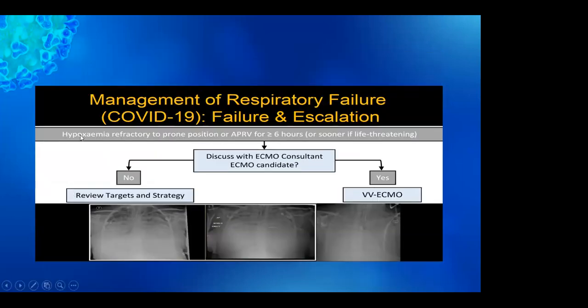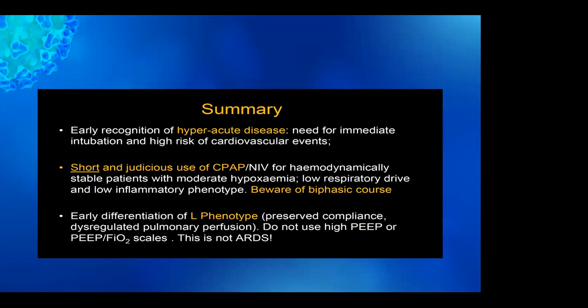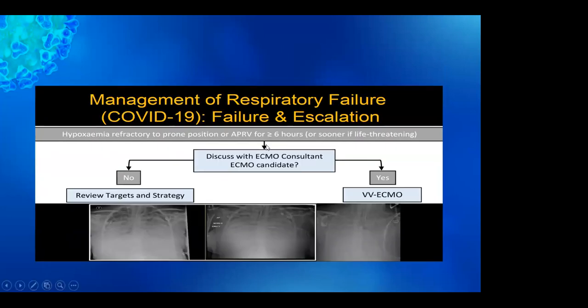So what happened in spite of all these modifications, even APRV mode, and the patient is prone and on APRV mode for more than 6 hours, and there is no response to the treatment and the patient is still desaturating, with FiO2 already increased to more than 70-80%? So we can refer this case to the ECMO consultant. He will consider whether extracorporeal membrane oxygenation is a solution or not.